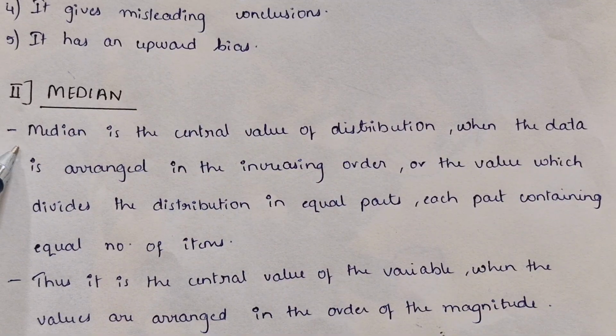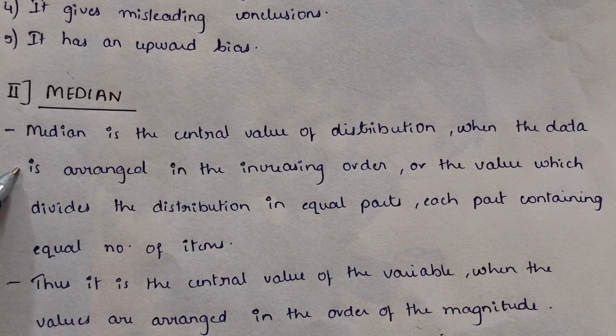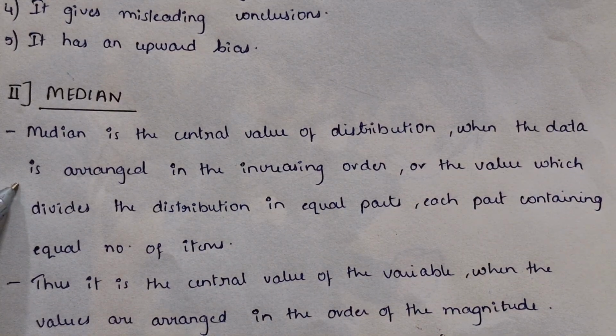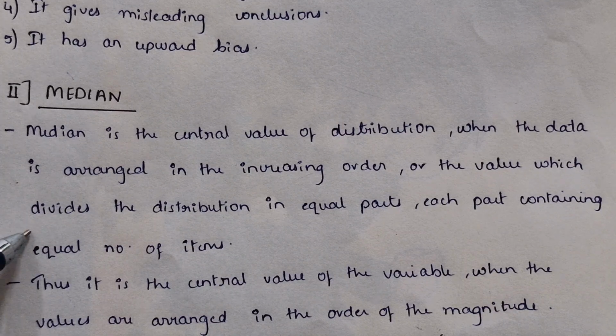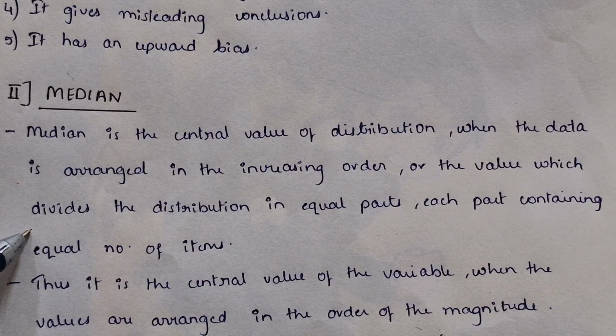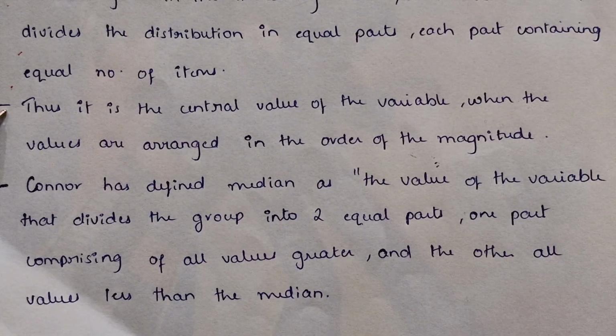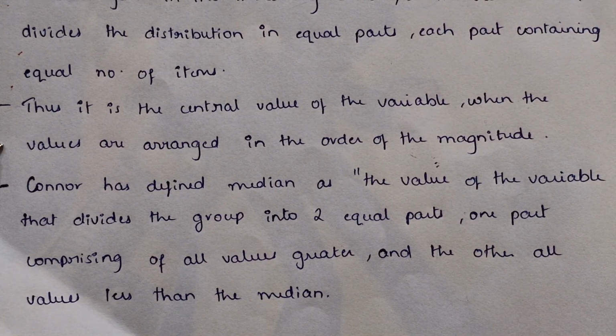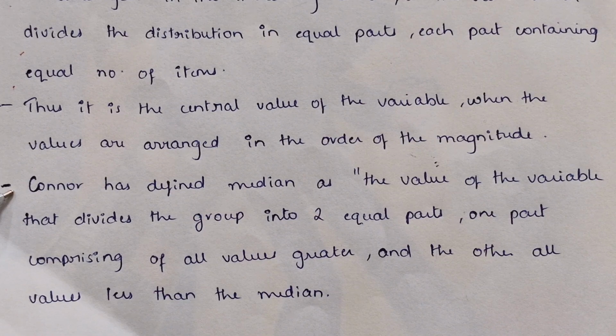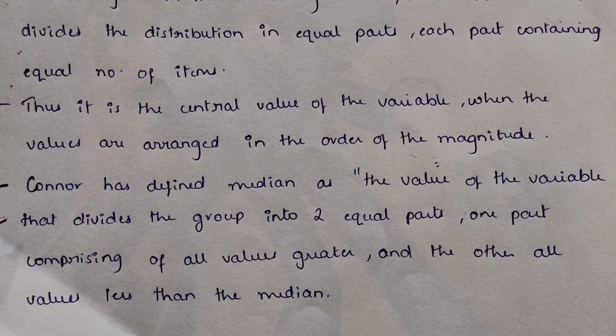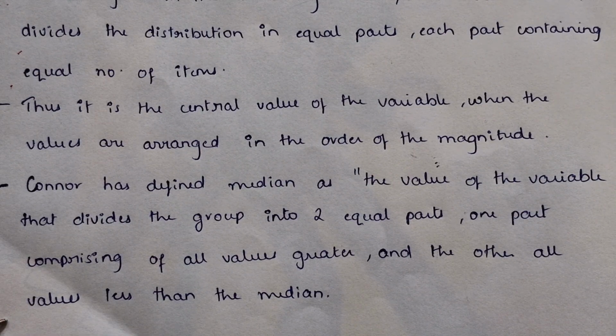The second one is median. Median is the central value of a distribution when the data is arranged in increasing order, or the value which divides the distribution into equal parts, each part containing an equal number of items. Thus, it is the central value of the variable when the values are arranged in order of magnitude. Connor has defined median as the value of the variable that divides the group into two equal parts, one part comprising all values greater and the other all values less than the median.